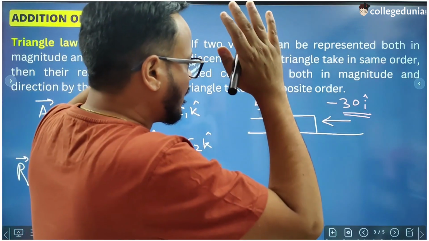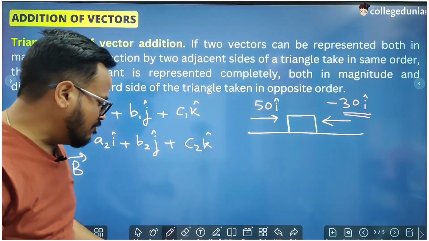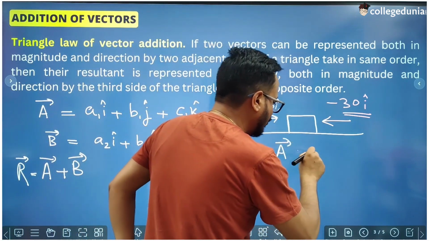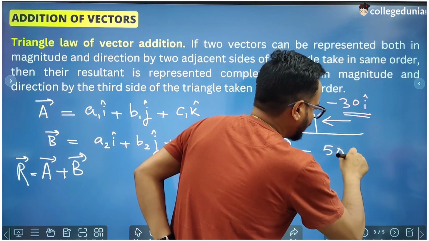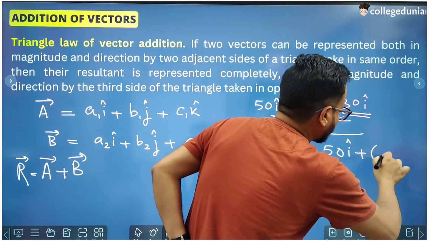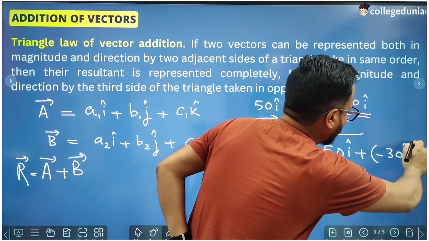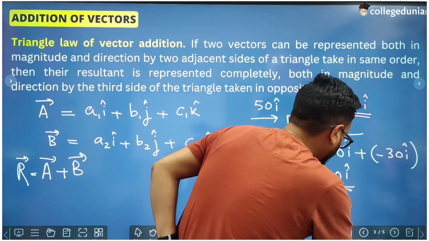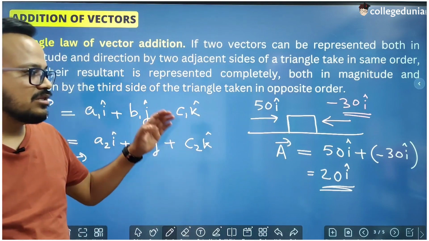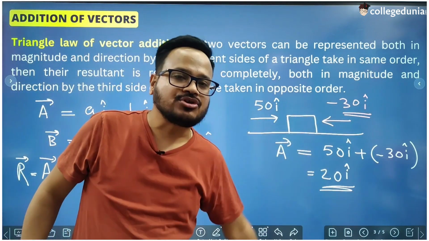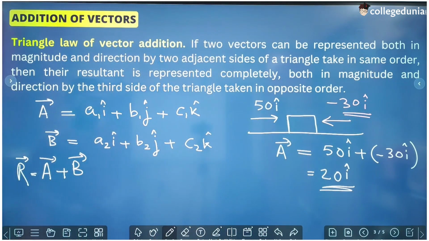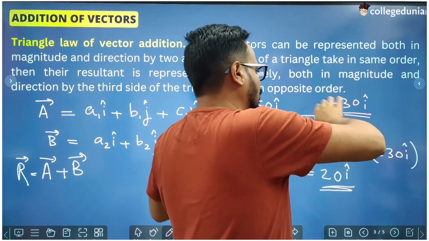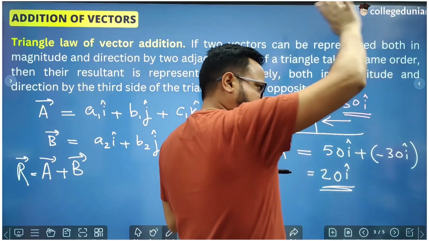So now both the vectors are in vector form, and we will add these two vectors to get the resultant vector. So if we add these two vectors, obviously we are going to get plus 20 i cap. That means the net force is acting along the positive direction of the x-axis, right? In this case, since it was a simple case, we know that the direction of the resultant vector is this direction.